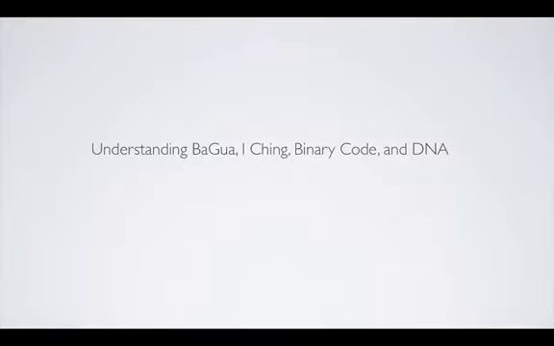In this video, we're going to understand the connections and implications between the BaGua, the I Ching, binary code, and DNA. Now, in these four things, you'll see that some are relatively ancient, meaning the BaGua and the I Ching, and some are relatively new and modern, meaning the binary code and DNA.